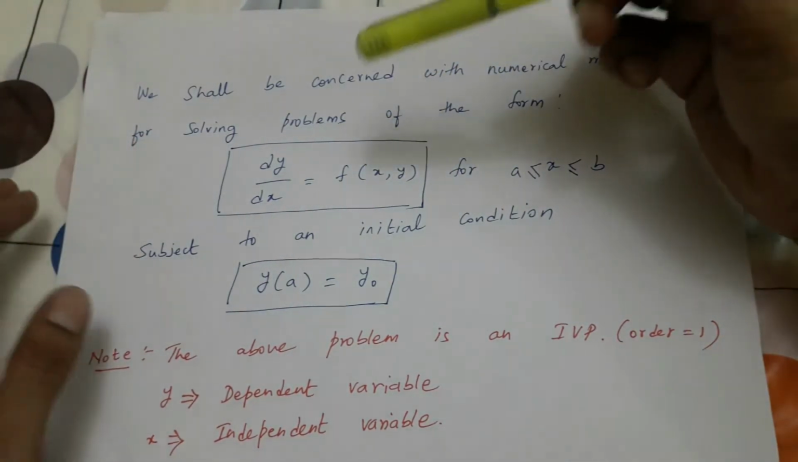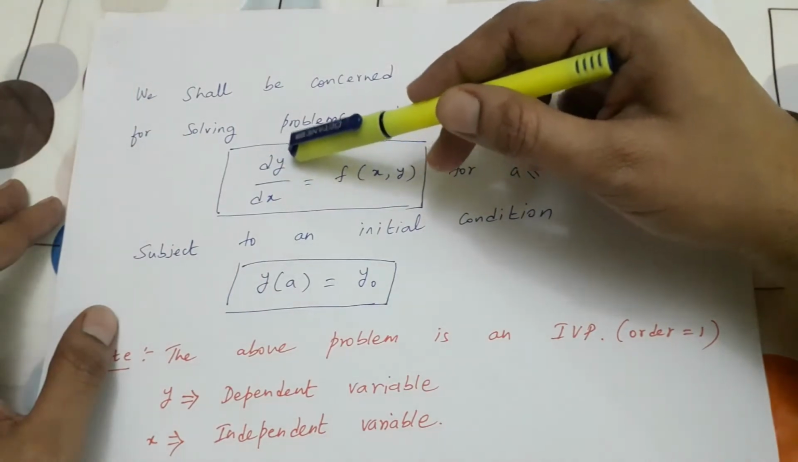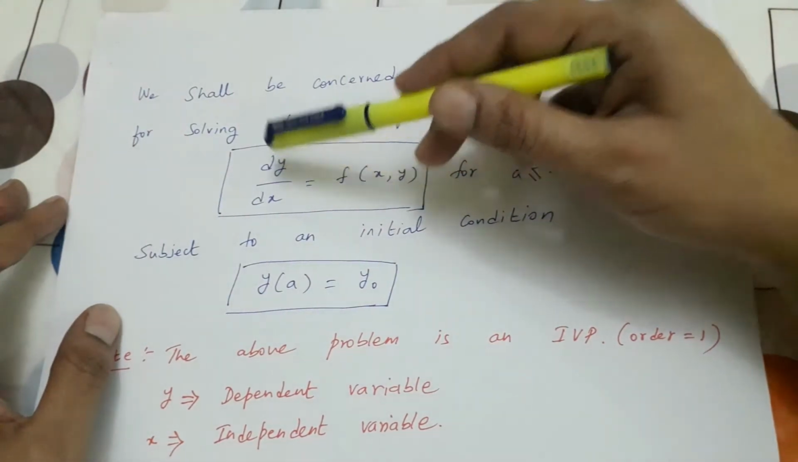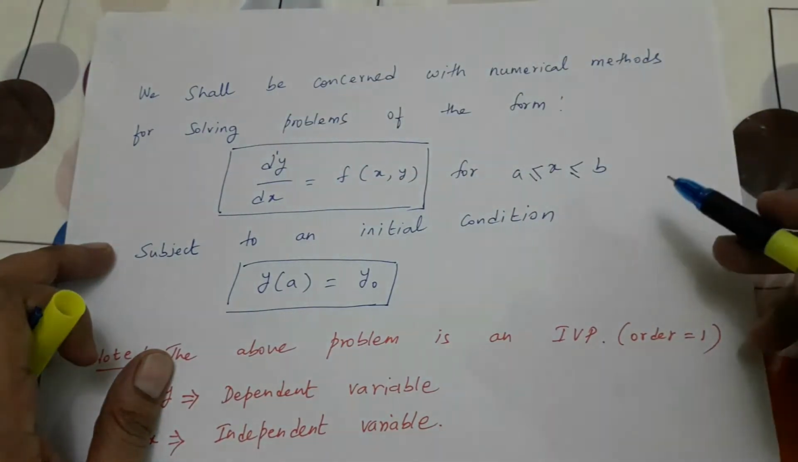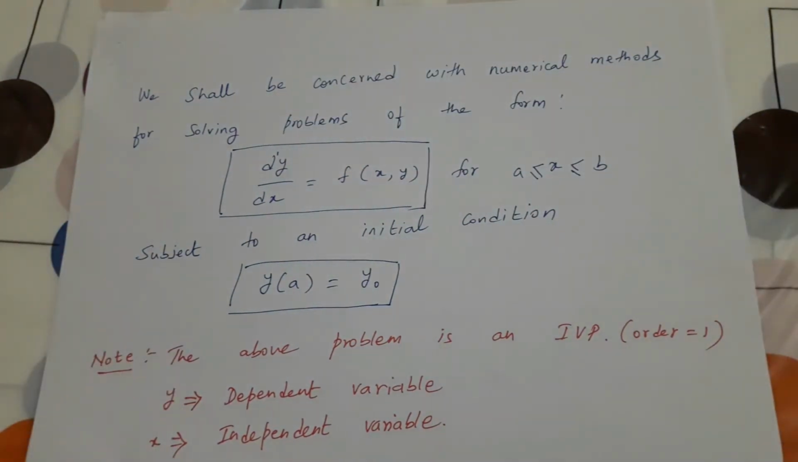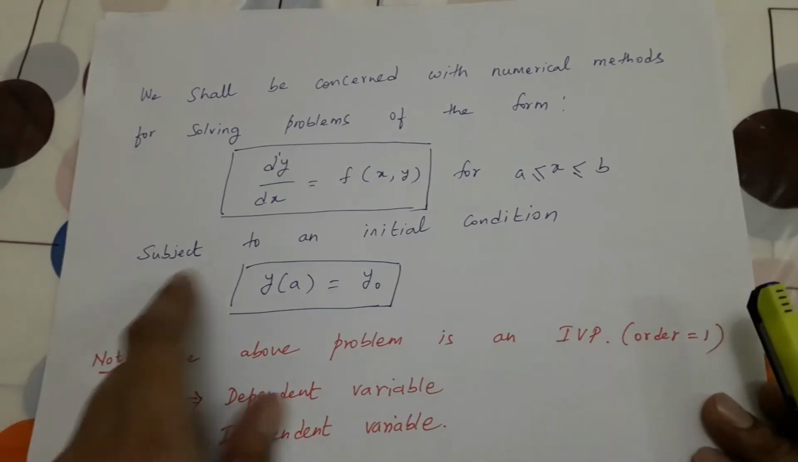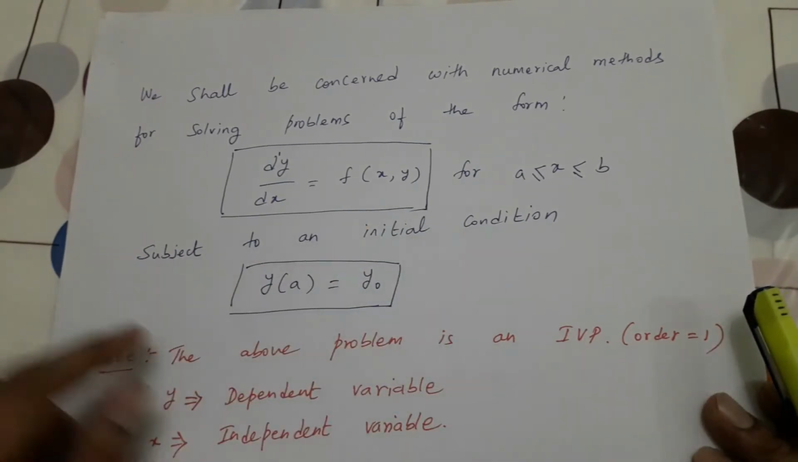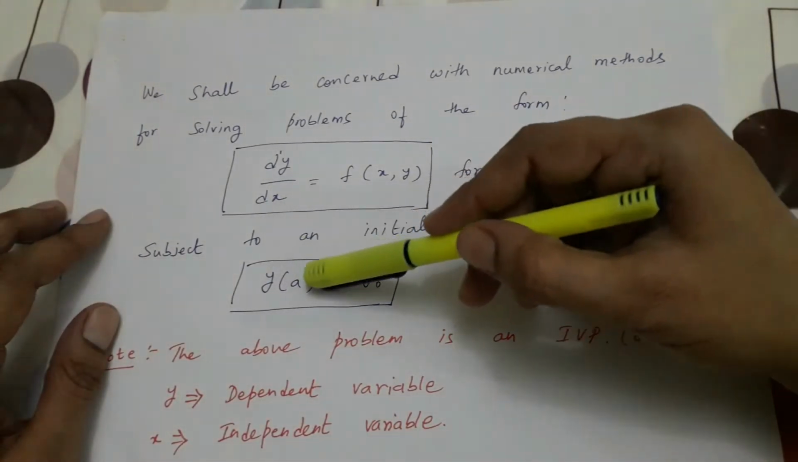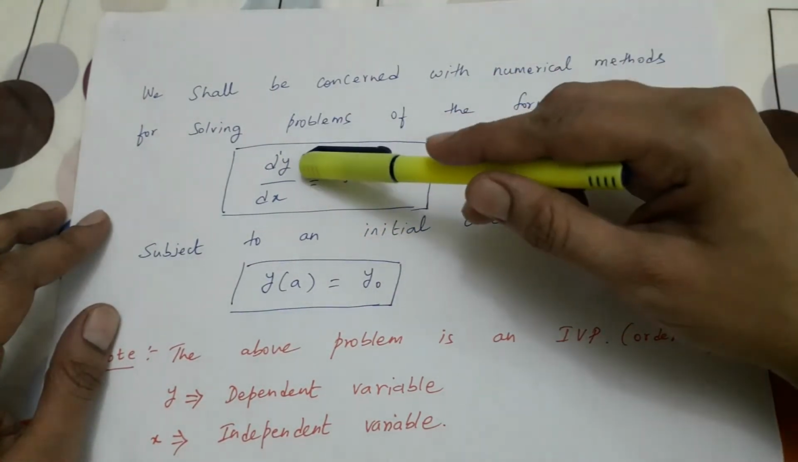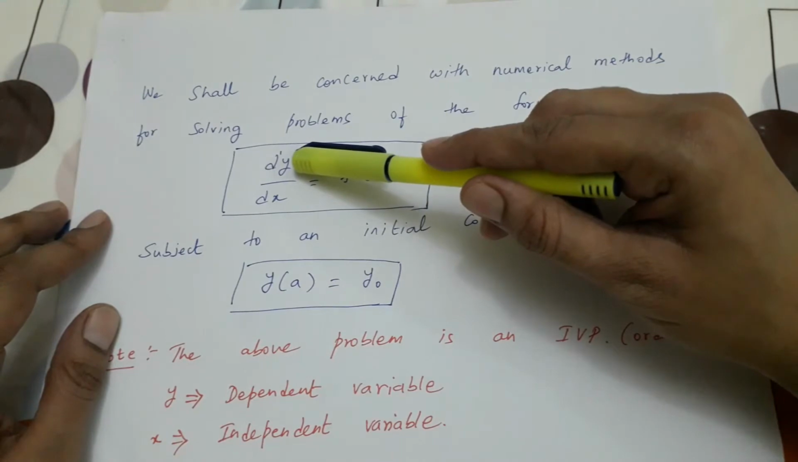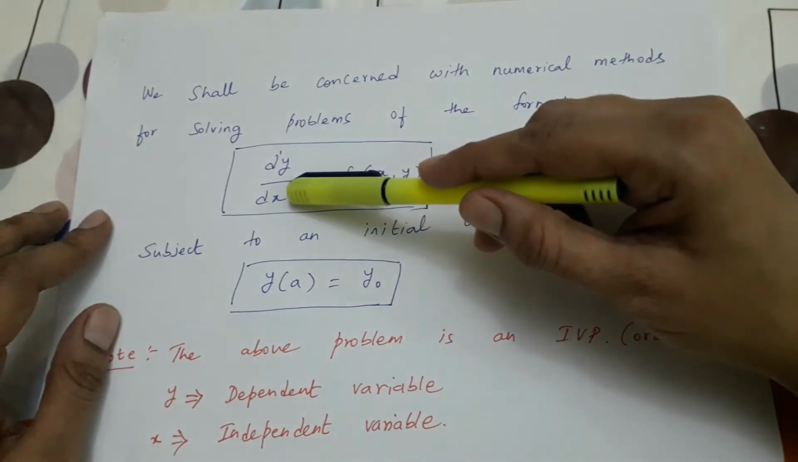Remember, the order of the initial value problem is 1, so you need a minimum of one condition to solve this equation, subject to an initial condition y of a is equal to y naught. When you see this equation, you should understand y is your dependent variable, x is your independent variable.